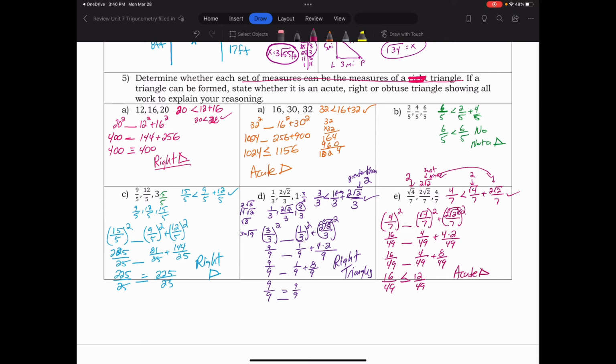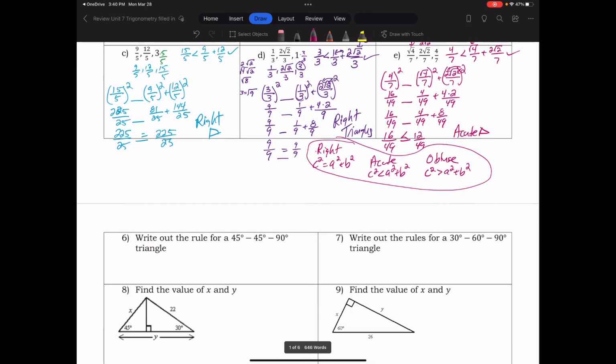And here's your reminder, for a right triangle, c squared is equal to a squared plus b squared. If it is acute, c squared is less than a squared plus b squared. And if it is obtuse, c squared is greater than a squared plus b squared. So those are the things that you have to remember for your test. All right, so let's continue on.